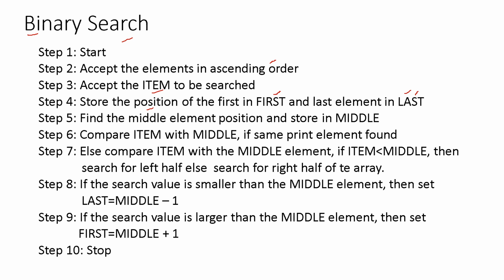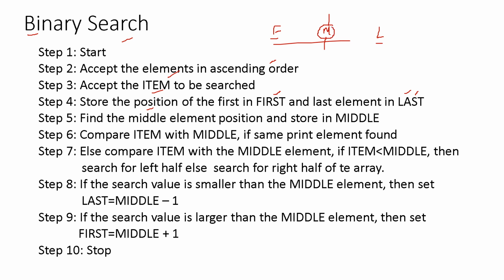Then find the middle element. First is there and then last is there. From that you have to find the middle element, because binary means we are going to divide the whole list into two. That is, we have to find the middle element. So what is the middle element? First position plus last position, divided by 2. You will get the middle position, right? Then an element will be there in the middle position. That element is compared with the item. If both are the same, you got the value and then you have to print the position.